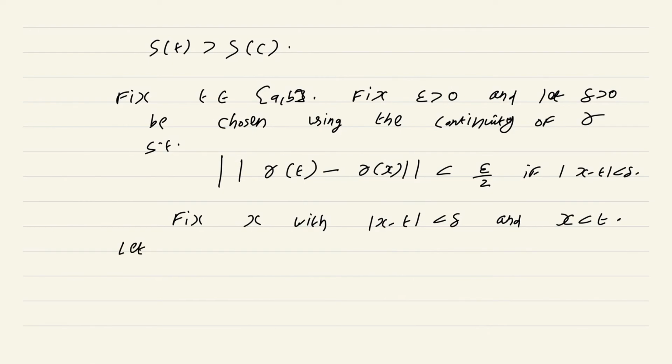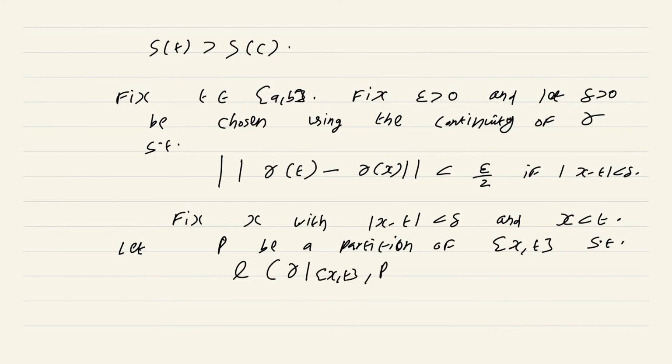Let P be a partition of this interval [x, t] such that the length of gamma restricted to [x, t] with respect to this partition is greater than or equal to the length of gamma restricted to [x, t] plus epsilon by 2.